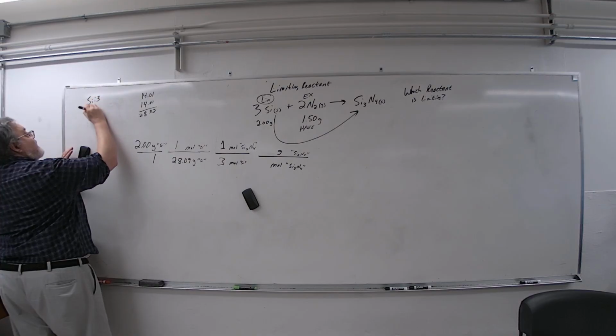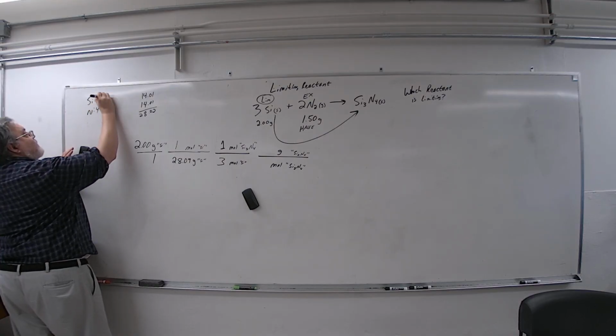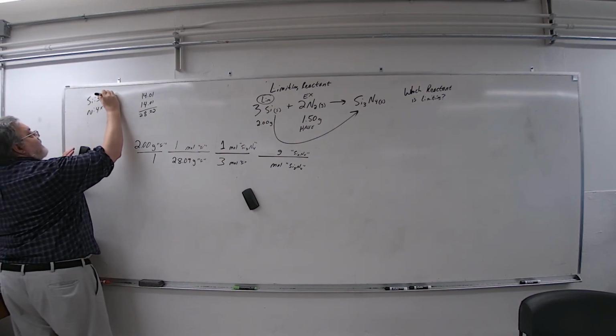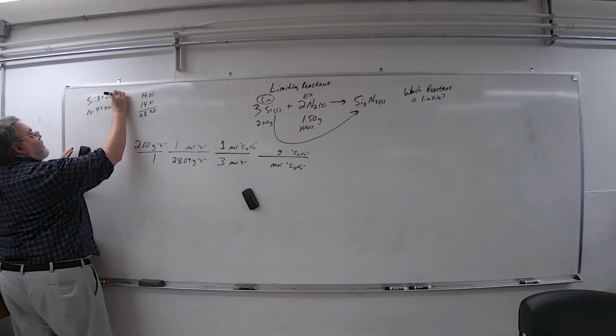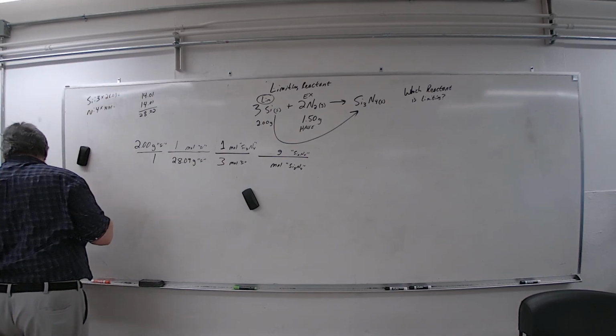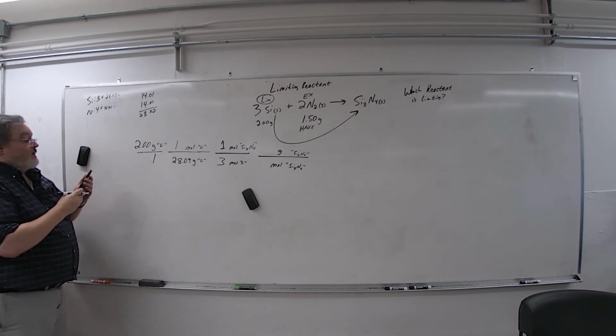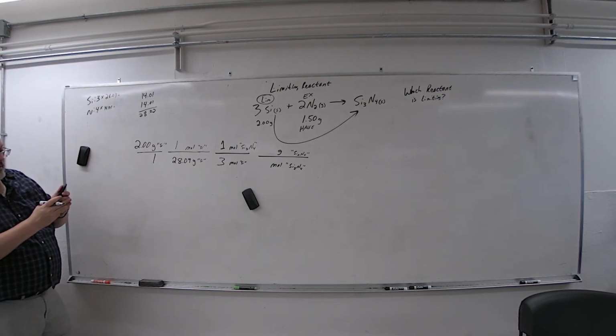Si, there's 3 of them. N, there's 4 of them. 28.09, 14.01. Those numbers are from the periodic table. All right.